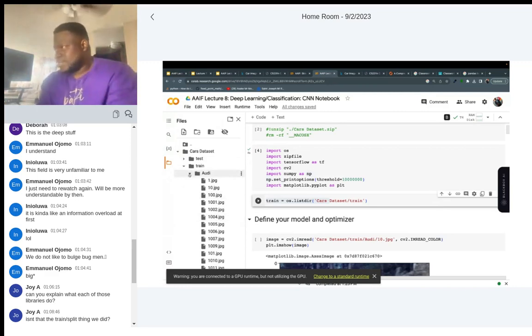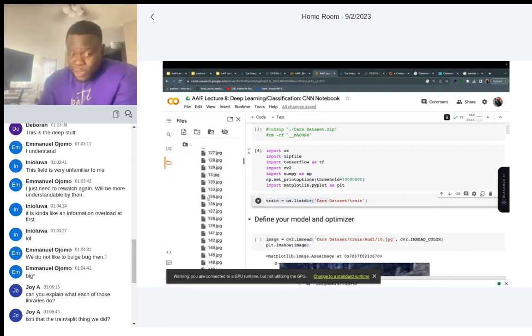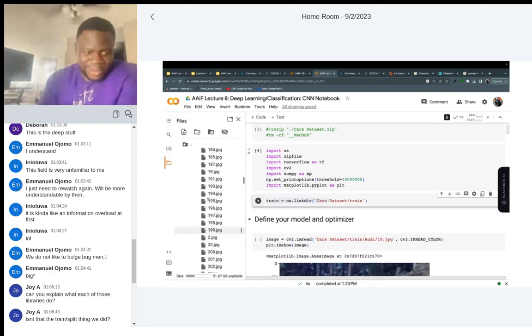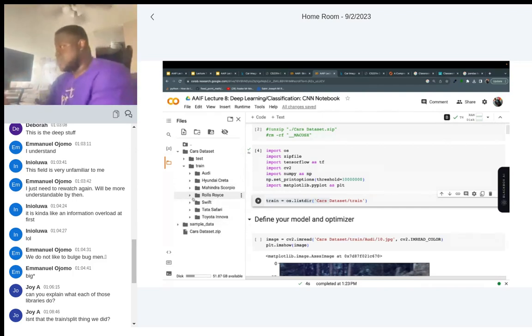Thank God I was a teaching assistant. I just told some of my undergrads to do it. So in one day, just look at all the images. You understand? Rolls Royce, same thing. That was how people used to label. People came up with different methods to label. That's how people used to label.